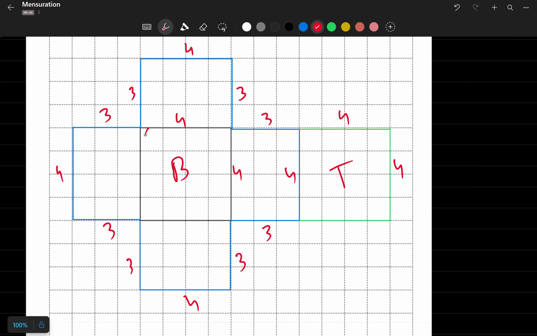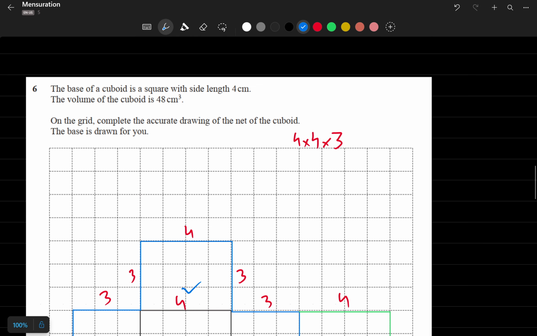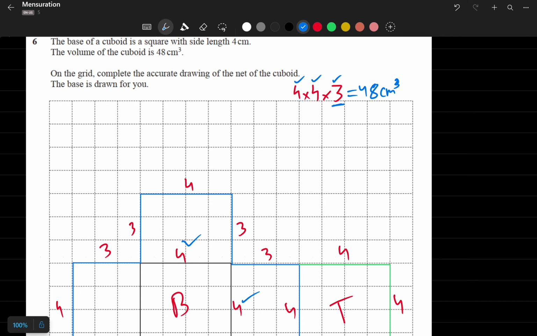Moving on, the question says a base of a cuboid is a square with sides 4 centimeters. So this base, this part, was given, and the base is 4 by 4. Now the question says the volume of the cuboid is 48 centimeter cube. For the volume, you have to multiply length into width into height. Now if you take the height as 3, then only you get the volume 48 cm cube. So you know that the height is 3.